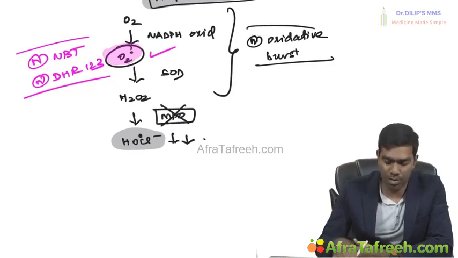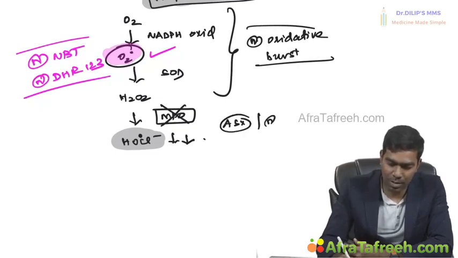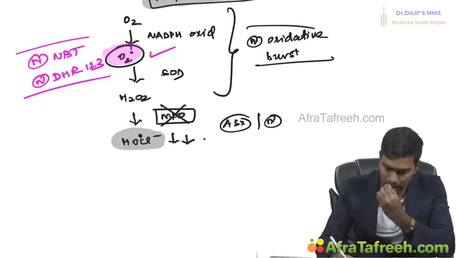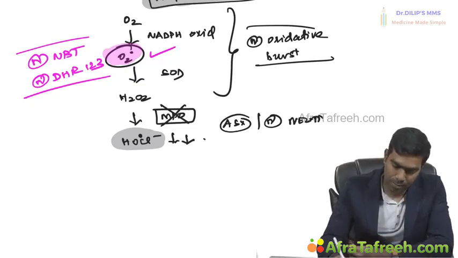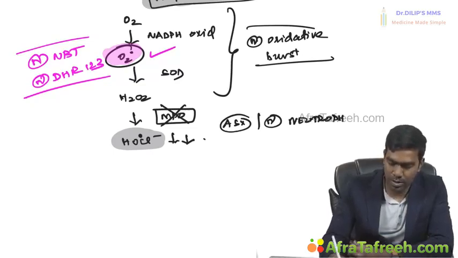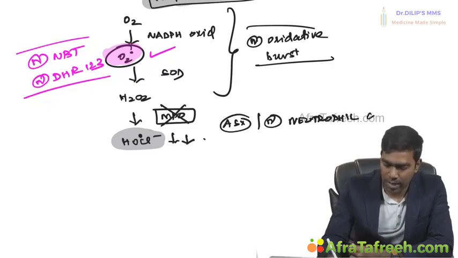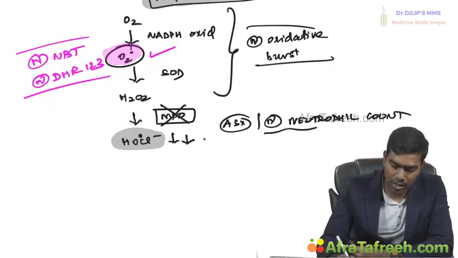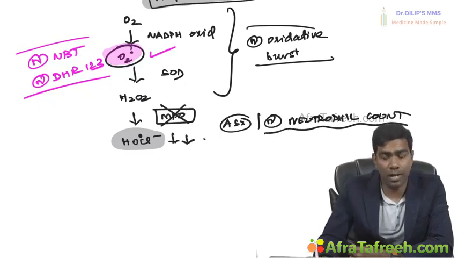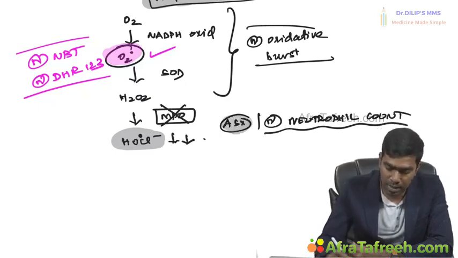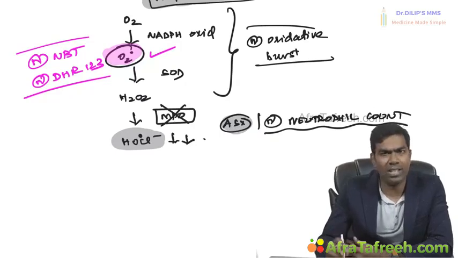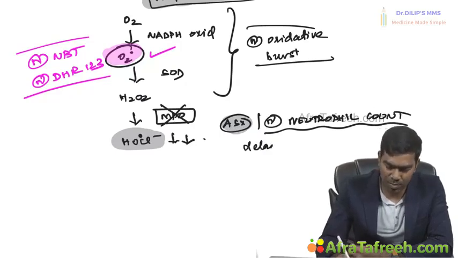But what is the problem here? Actually, in MPO deficiency, the patient will be typically asymptomatic and they will have a normal neutrophil count, which means like chronic granulomatous disease, there won't be any neutrophilia or neutropenia at all, and the patient will be typically completely asymptomatic. The only thing they will be having is a delayed microbicidal action.